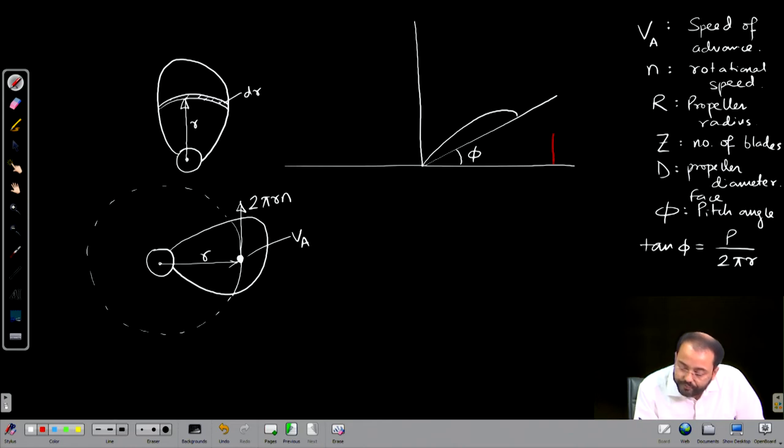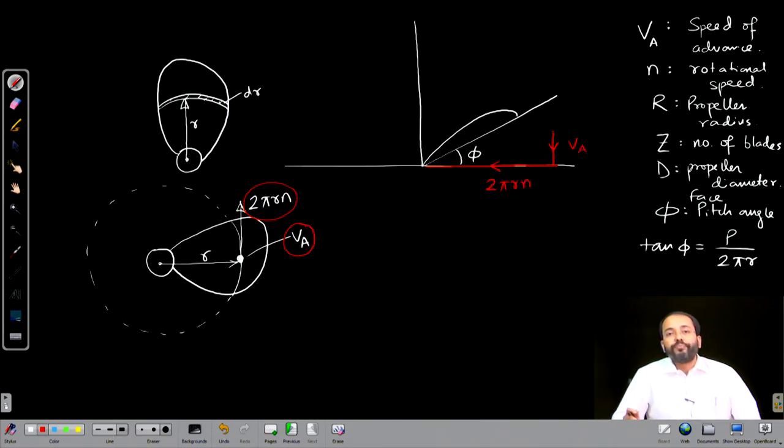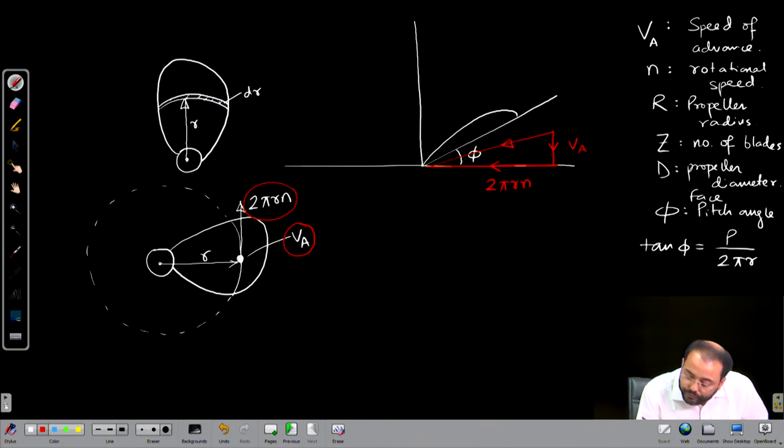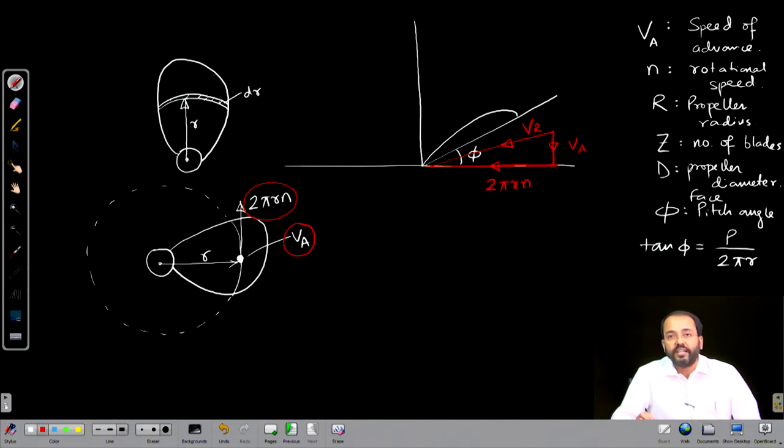We have the velocity Va here, perpendicular, which is shown here, and we have another velocity which is 2 pi r n. Now, Va and 2 pi r n are mutually perpendicular to each other. So this is Va and we have 2 pi r n from the tangential component, as the propeller blade rotates at a rotational speed of n rps. So the resultant velocity to this section can be drawn using this vector diagram, which is basically Vr, the resultant of Va and 2 pi r n.